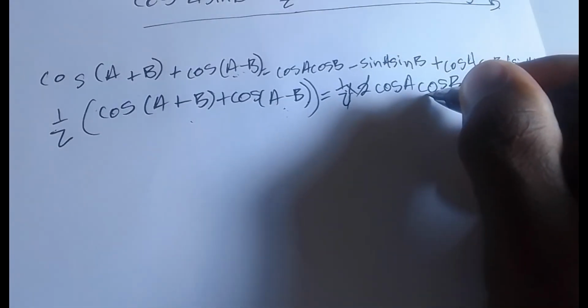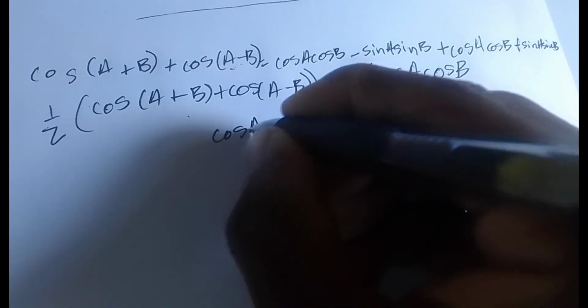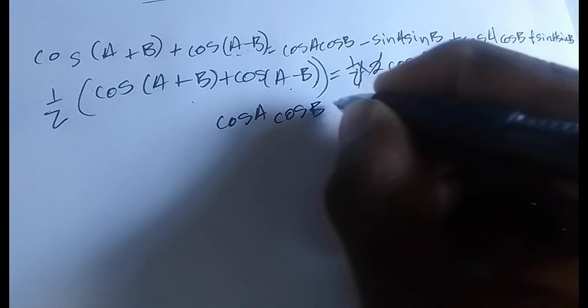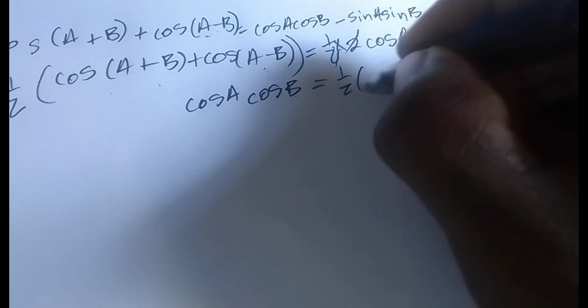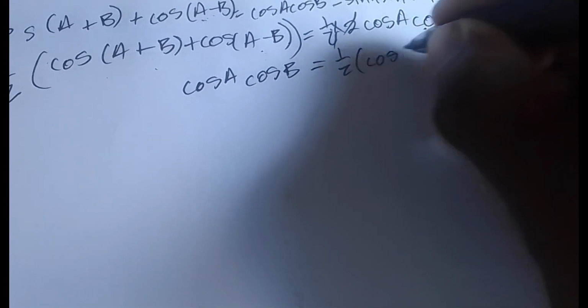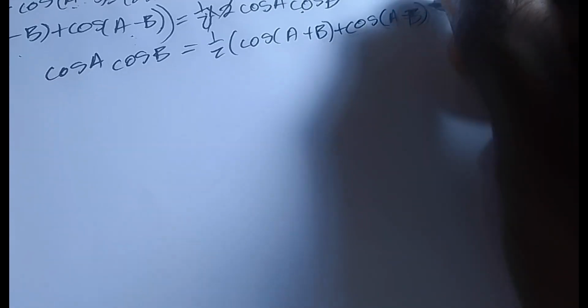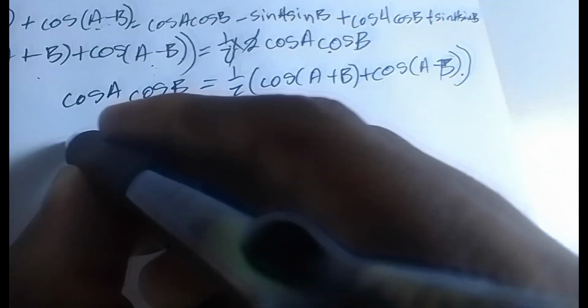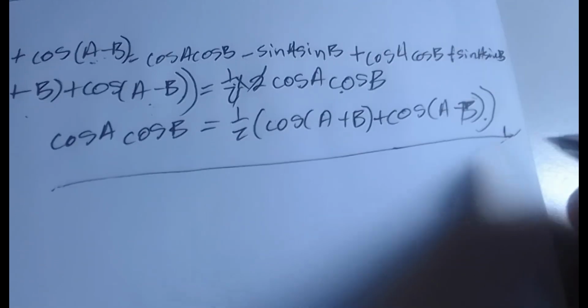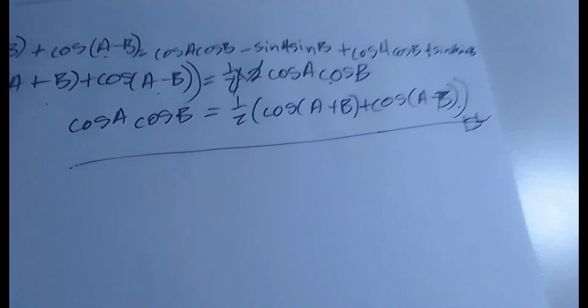Now this 2 is going to cancel that one. You have cos A cos B. It's equal to 1 over 2 into all this. That's another identity. That's another one.